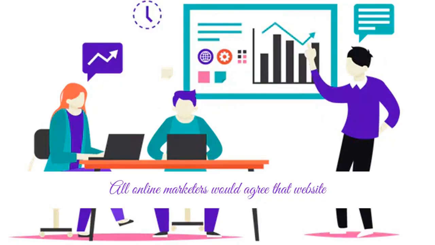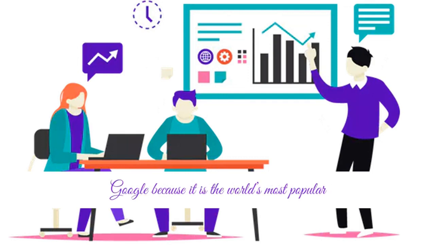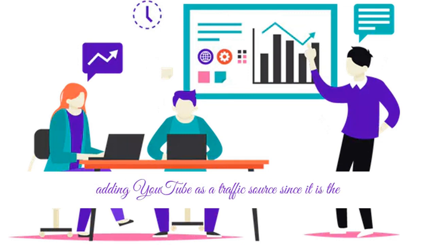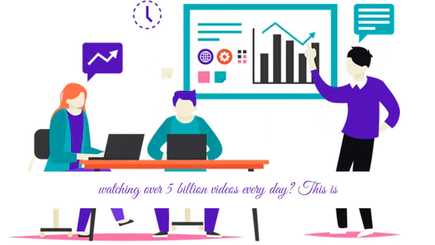All online marketers would agree that website traffic is integral to the success of any online business. After all, the more people visit your site, the more potential customers you have. Everybody is too focused on ranking higher in Google because it is the world's most popular search engine in the internet, with a mobile and tablet search engine share of 81%. But how about adding YouTube as a traffic source, since it is the second biggest search engine in the world, with people watching over 5 billion videos every day? This is only possible by using WP Video Machine.